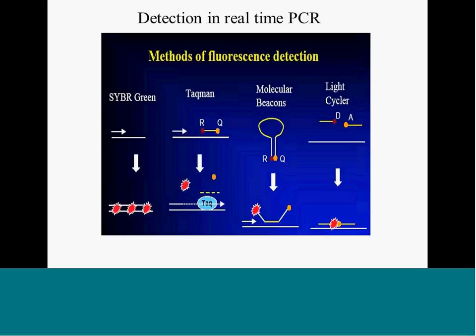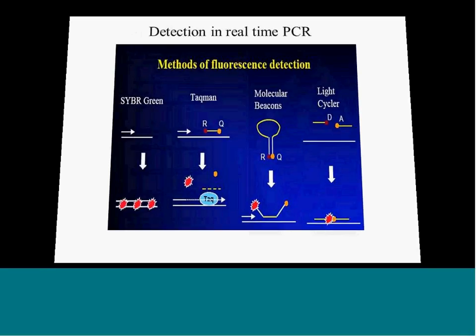So these are some forms. This is just an example of some types of PCR reaction we do. We have SYBR Green, TaqMan, molecular beacon, and LightCycler. What we typically use is the SYBR Green and TaqMan, and I'll show you some examples of how this works.